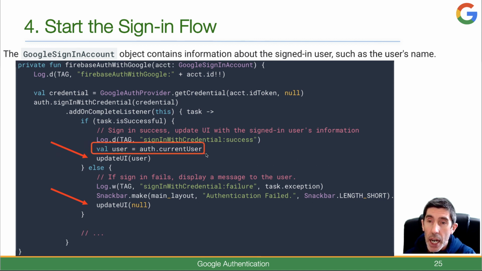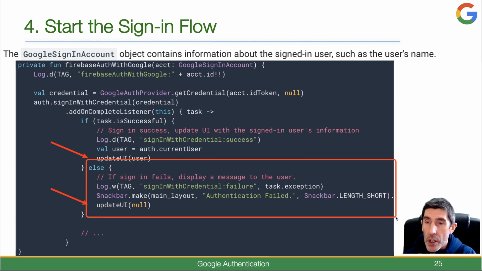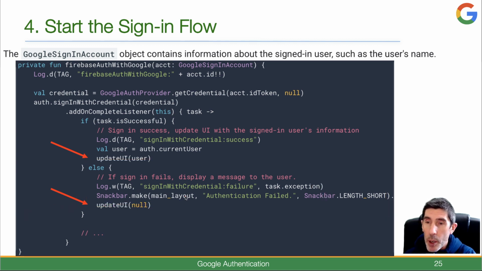We get the current user, which will now be our Google user, and we pass that off to our update UI. So we can take them straight into the home screen. Otherwise, if something goes wrong, we just tell the user, sorry, couldn't authenticate. A little snack bar pops up, authentication failed. And then we update the UI with null, which keeps the user on the login page, and can obviously allow them to log in again if they need to.